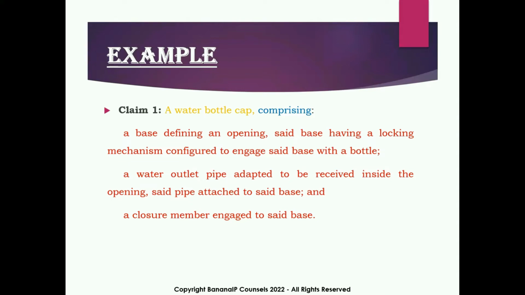Here, a water bottle cap is basically the preamble of the claim. Then the next part, comprising, is the transitional phrase, and this transitional phrase joins the body of the claim to the preamble. Next, the body of the claim has a base defining an opening, and then a water outlet pipe adapted to be received inside the opening, and then the closure member engaged to said base.